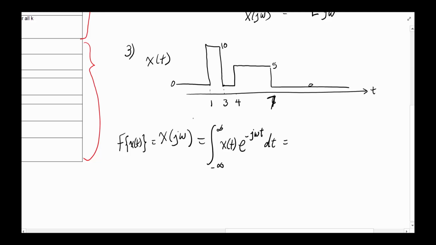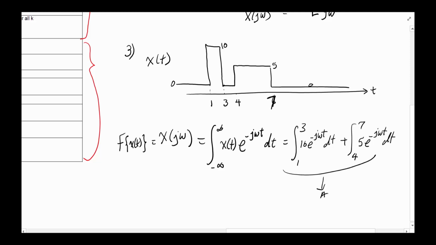We can do it. You look at this thing where it's 0, you don't have to worry about it. That means your integral will get reduced to the integral from 1 to 3 of 10 e to the minus j omega t dt, plus the integral from 4 to 7 of 5 e to the minus j omega t dt, and once you take care of that, you get your answer. We're not going to do that in the video because we're confident you're able to do it.